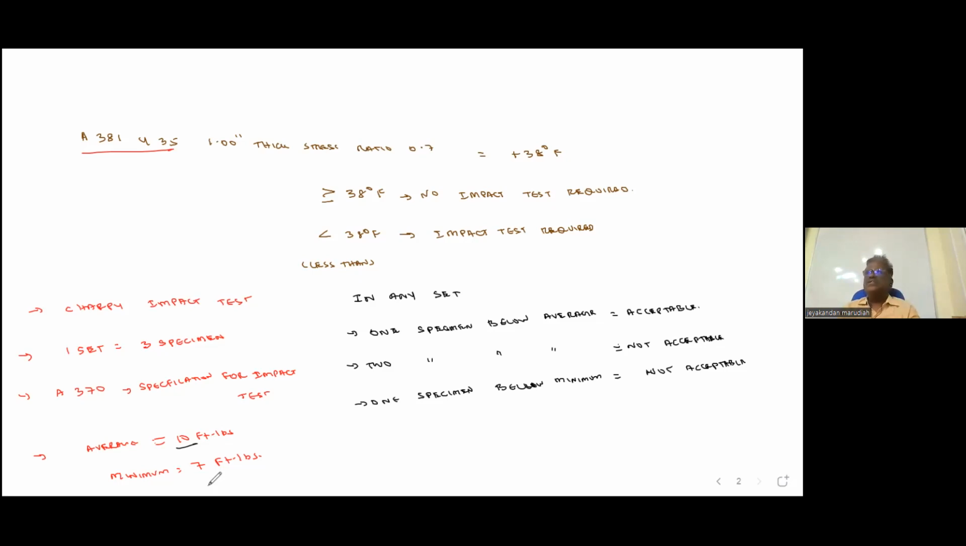Suppose it is rejected, then what do you have to do? The code allows a retest. We can go for a retest. But when you are going for a retest, the concession of 1 specimen below average will not be given. So for a retest, all values should be greater than or equal to the average value.